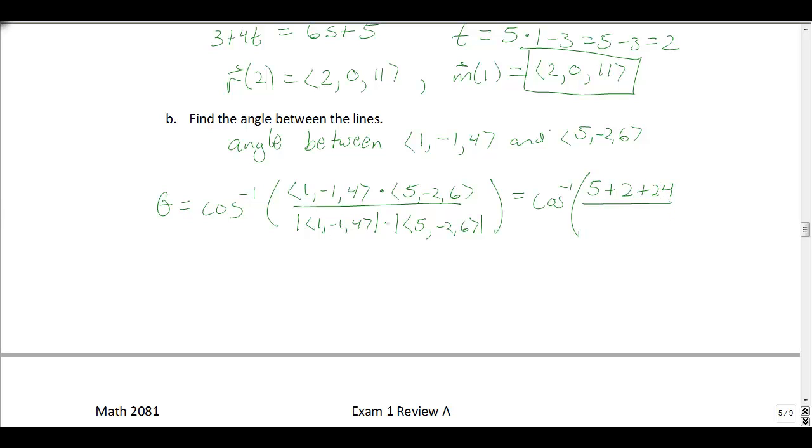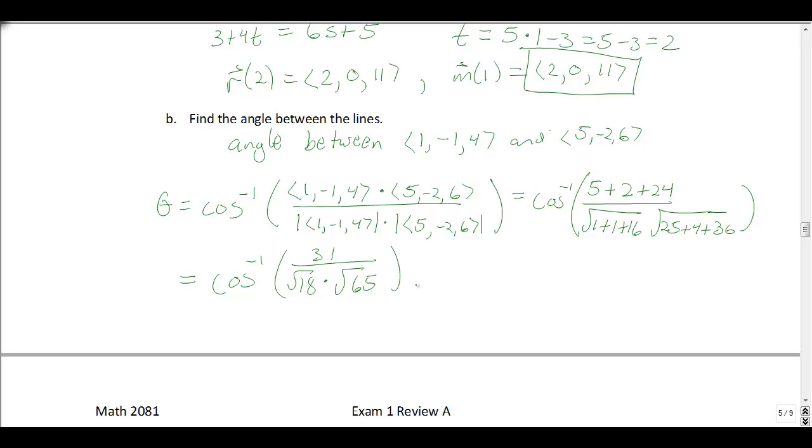Our magnitudes are square root of 1 plus 1 plus 16, 4 squared is 16, times square root of 25 plus negative 2 squared is 4, 6 squared is 36. So what we get is an inverse cosine of 24 plus 5 is 29 plus 2 is 31, over square root of 18 times square root of 36 plus 4 is 40 plus 25, that's square root of 65. So I might just leave this like that.